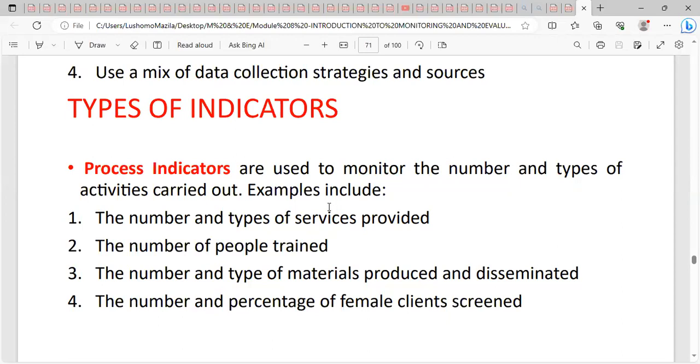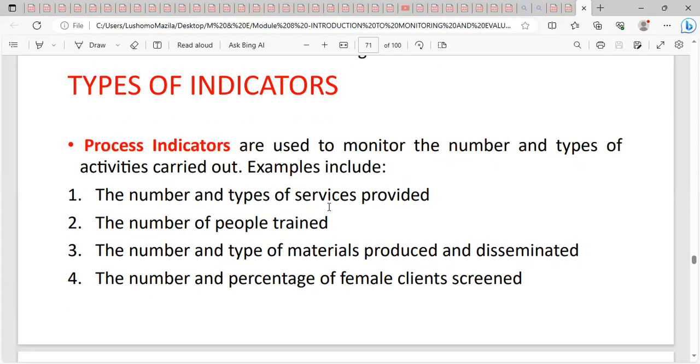Process indicators are used to monitor the number and types of activities carried out. Of course, process indicator or activity indicator can be used interchangeably because process and activity are one and the same thing. Examples of process indicators are the number and the types of services provided, and the number of trainings, that is process.